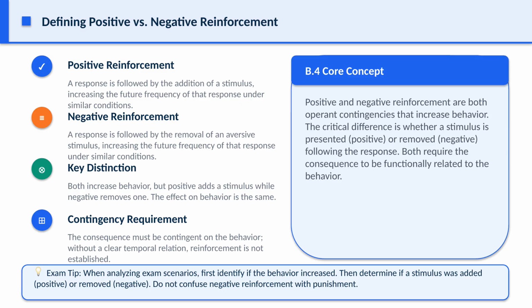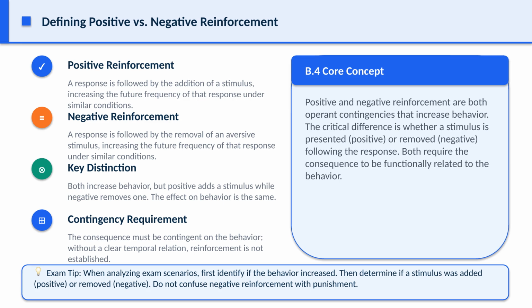On this slide, we are drawing the critical distinction between positive and negative reinforcement, both of which increase the future frequency of a behavior, but through opposite operations. Positive reinforcement occurs when a response is followed by the addition of a stimulus, such as a child receiving praise after completing a chore, which makes that chore more likely in similar future conditions. Negative reinforcement, in contrast, involves the removal of an aversive stimulus following a response, like turning off a loud alarm by buckling a seatbelt, which also increases the behavior.